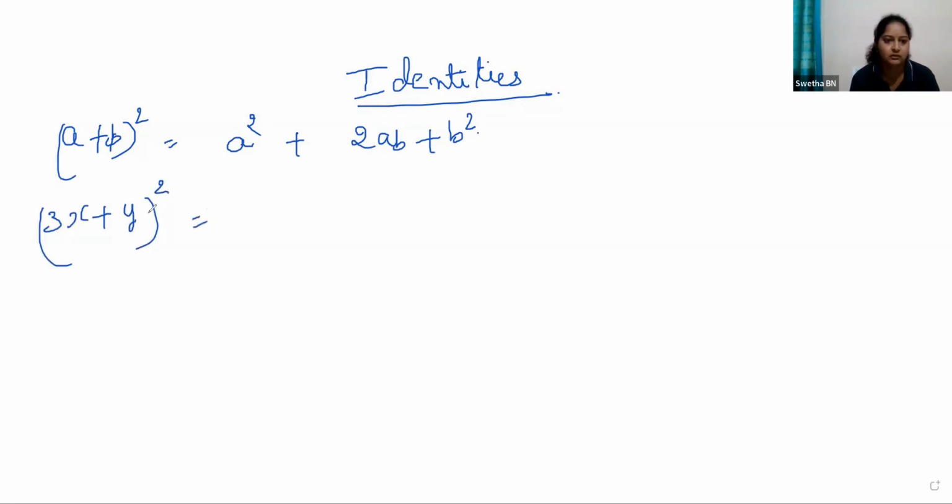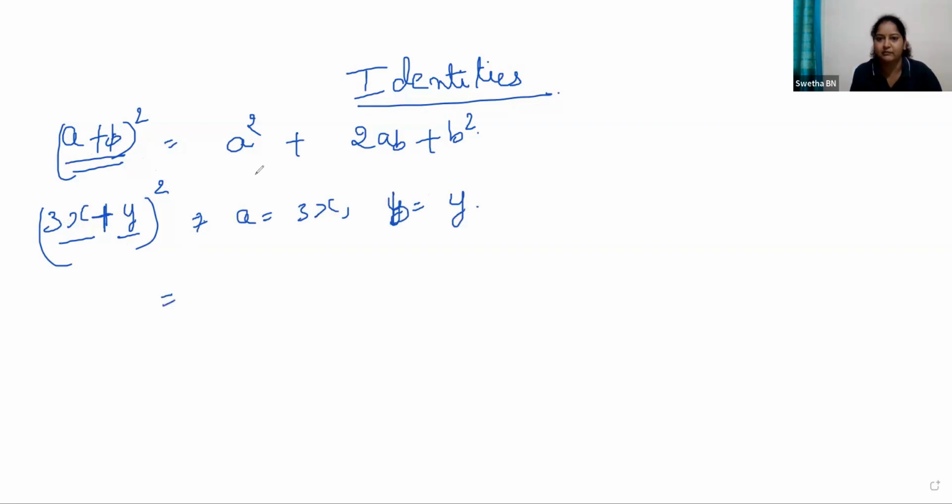If you see the problem, you should know which formula you have to apply. Here we have two terms, like a and b. Here also we have two terms: 3x is one term and y is another term. There is a plus between the two terms and there is a whole square, right? So that time we have to use (a plus b) whole square. What is a here? a is equal to 3x and b is equal to y.